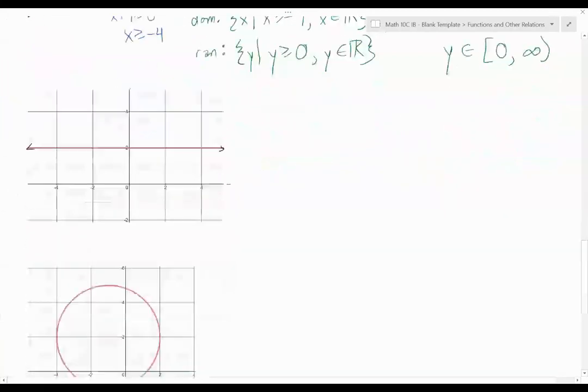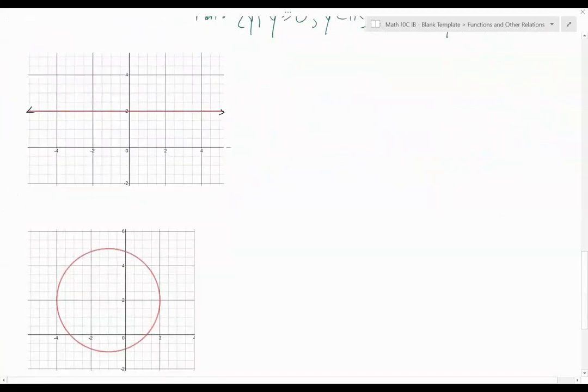All right, this next couple, these are graphs. So how can I figure out domain and range from graphs?